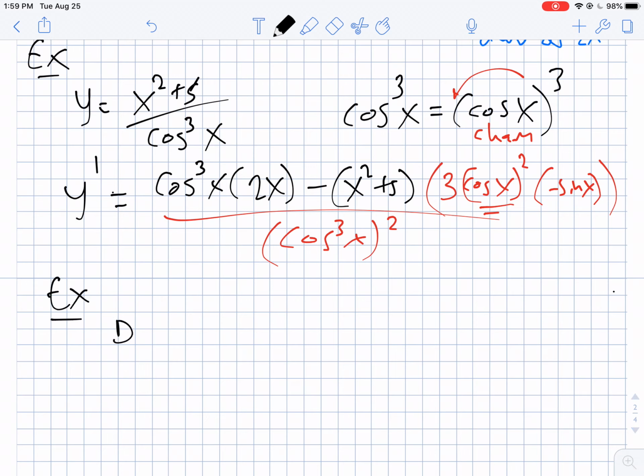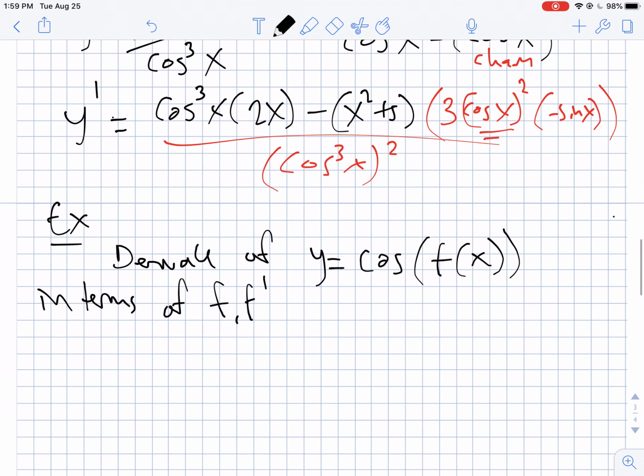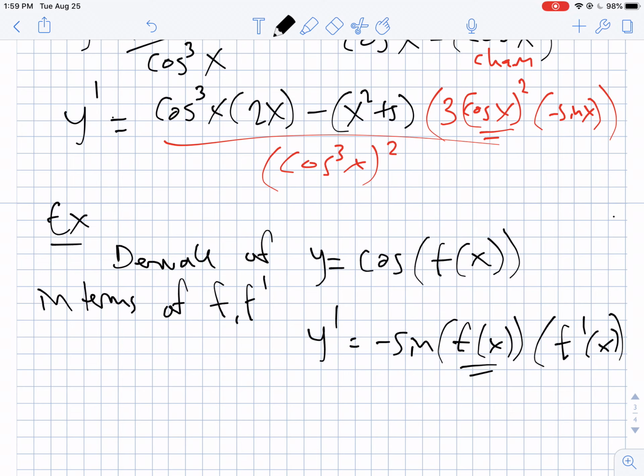So for example, say I ask you to take the derivative of y equals cosine of f of x in terms of f and f prime. Okay, so when I do that, my derivative would be negative sine of f of x times the derivative of f, so times an f prime of x. Okay. Again, I really want us to build comfort with these. We see them on the homework. You'll see them on the AP test, just working with an f and a g.